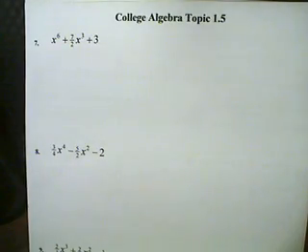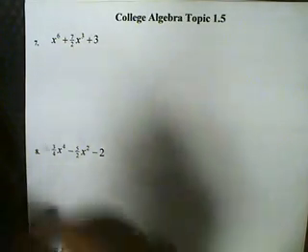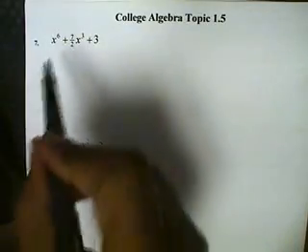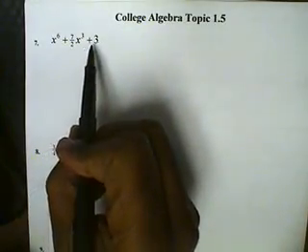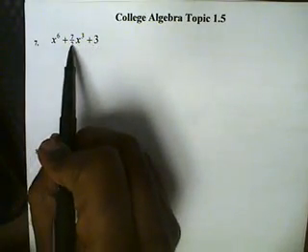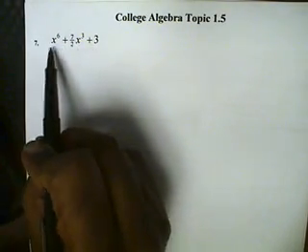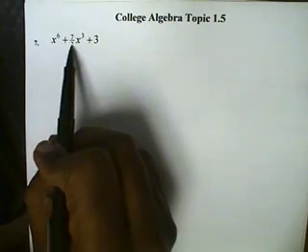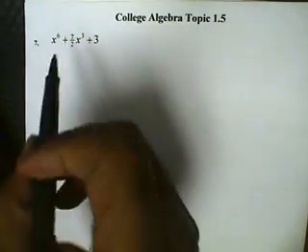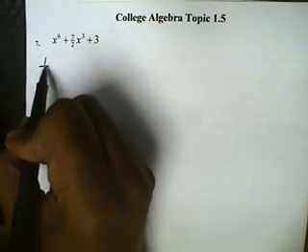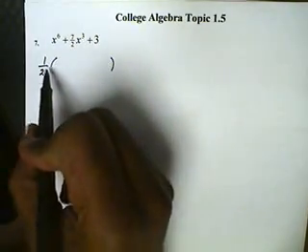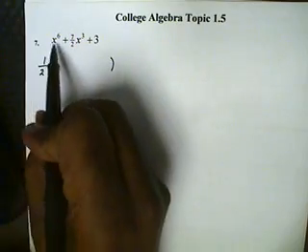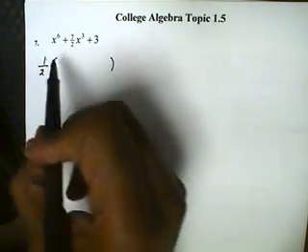College Algebra, Topic 1.5. We want to factor these polynomials. First, I'm going to take out the GCF or the LCD. I see that this has been divided by 2 because there's one fraction here, and the least common denominator is 2. So I'm going to take out the 2 that has been divided in there, and so I'll multiply everything by 2 to find out what the polynomial used to be.